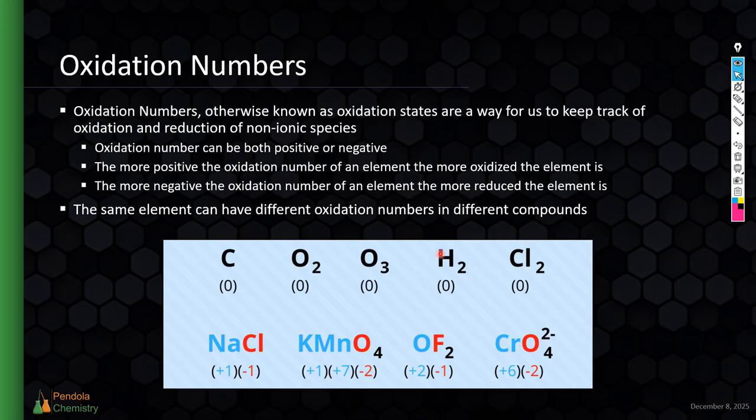Even though oxygen, hydrogen, and chlorine are diatomic, and ozone is triatomic in O3, because it's an element by itself, not in a compound or not as an ion, it's a neutral element by itself or paired up with itself, then its oxidation number will be 0.